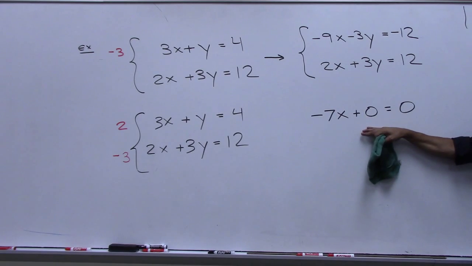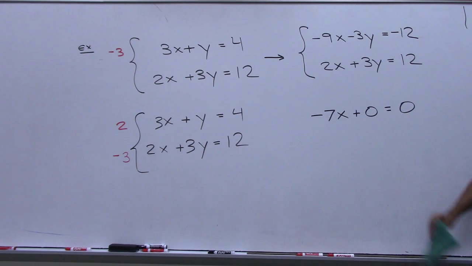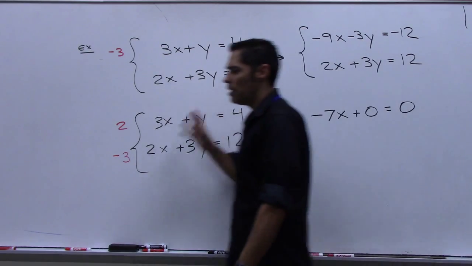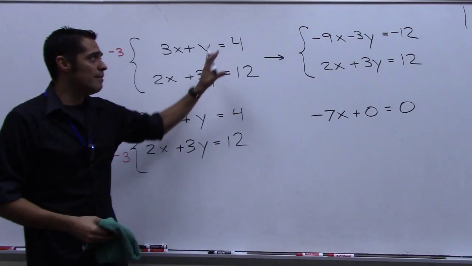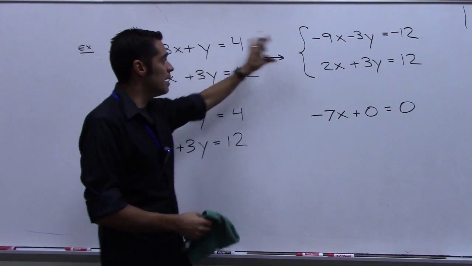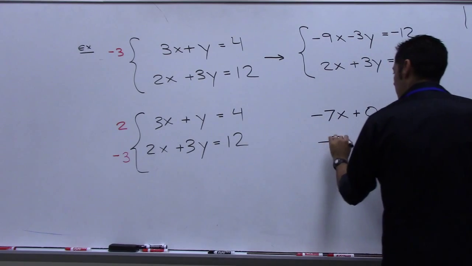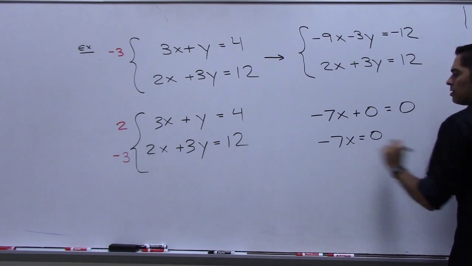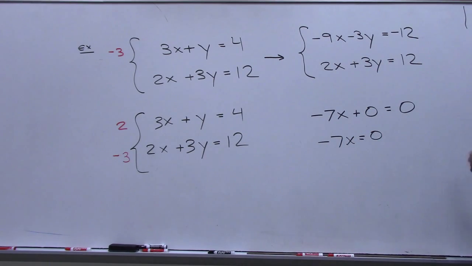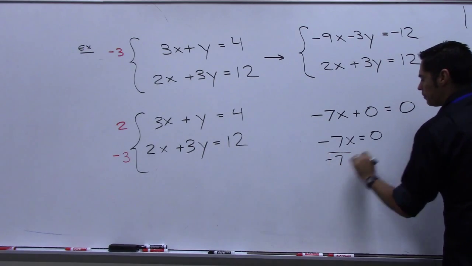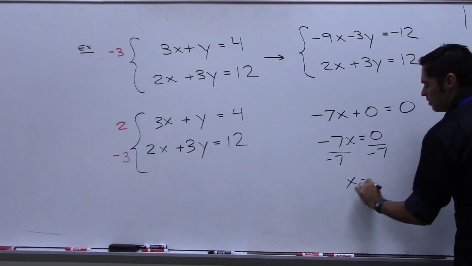Now this is an equation, isn't it? Now it's an equation with one variable. I have eliminated the y. That's why they call it elimination. We have gone from a system of two equations and two variables. I've eliminated the y variable by doing this nice little multiplication. And now I have a nice equation I can solve. Negative 7x equals 0. And to solve that for x, you do what? Divide by negative 7 on both sides. And of course, that just gives you x is 0, right?